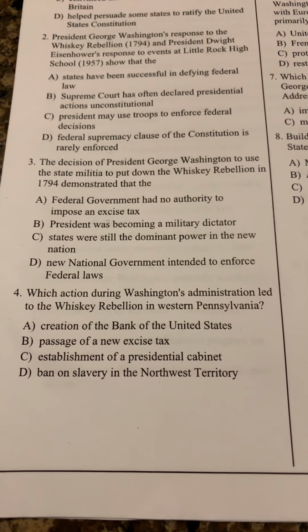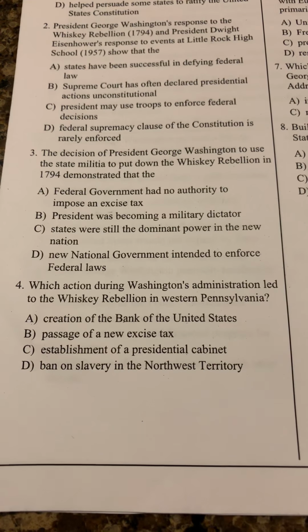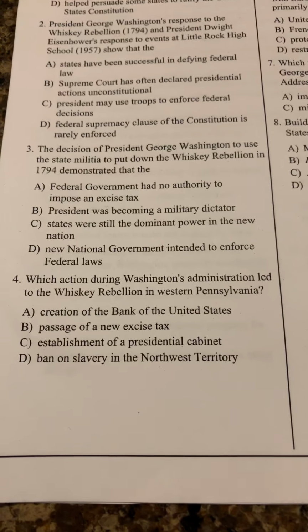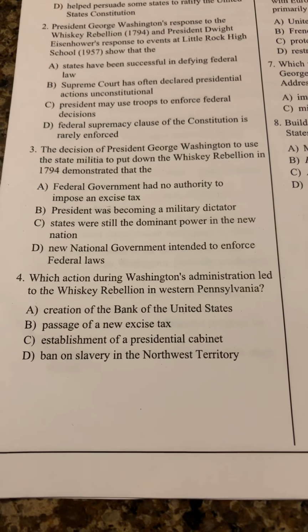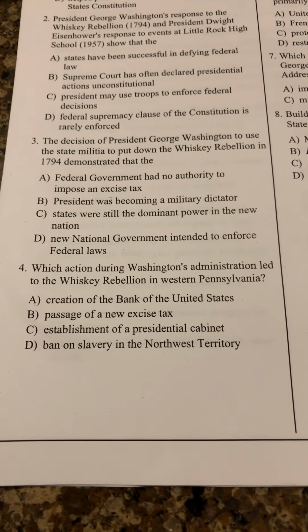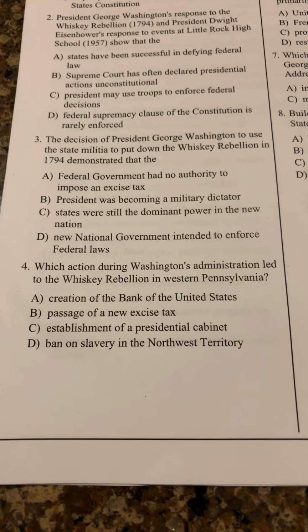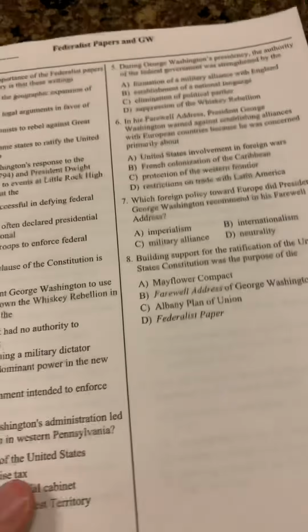Number 4. Which action during Washington's administration led to the Whiskey Rebellion in western Pennsylvania? A. Creation of the Bank of the United States, B. Passage of the new excise tax, C. Establishment of presidential cabinet, or D. Ban on slavery in the Northwest Territory.